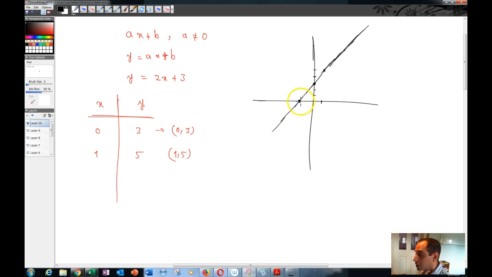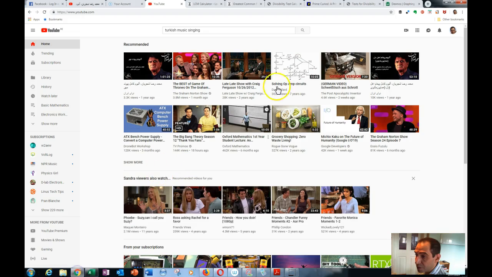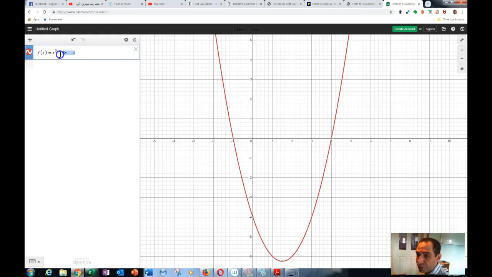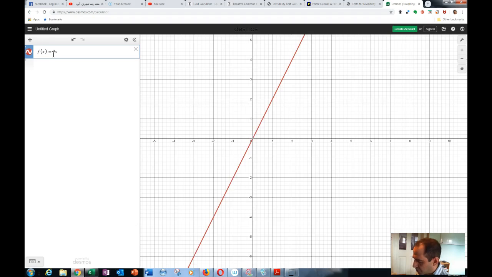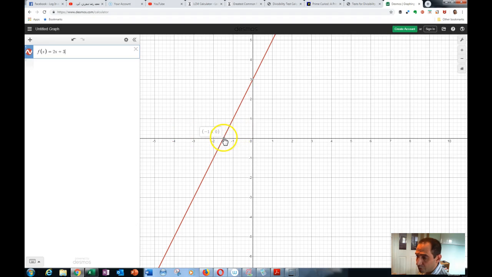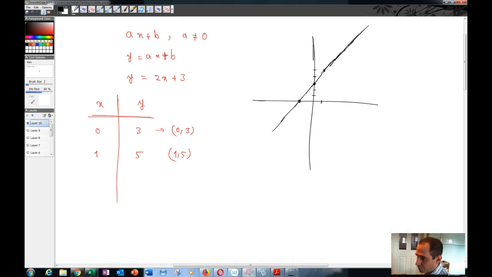And this point is actually the x-intercept of the function, meaning that if you do this proportionally, what you would get is basically 2x plus 3. So if your f of x is equal to 2x plus 3, you see this point over here where the graph goes through the x-axis is negative 1.5. So this point over here is going to be negative 1.5.